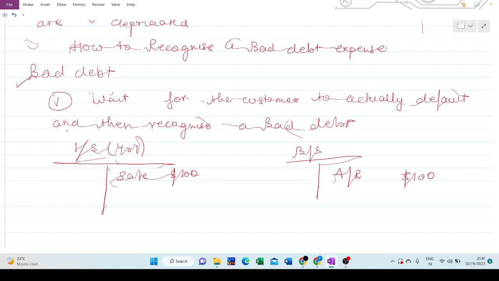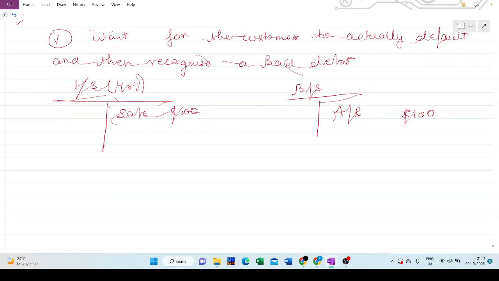Now next year in year 2, your XYZ customer comes up and tells you that, see, I have given a huge loss in my business. So, since I have given such a huge loss in my business, I won't be able to repay $40 out of the $100 that I owe you. So, with a very heavy heart, we write off accounts receivable by $40 and recognize a bad debt expense of $40 in the income statement of year 2.